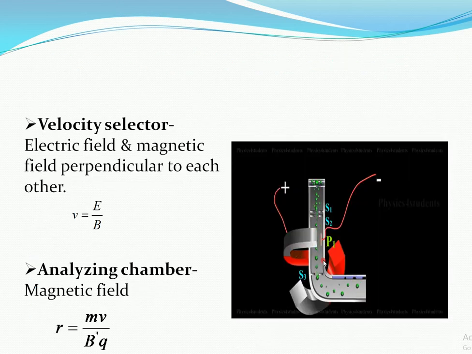In the velocity selector, electric and magnetic fields are simultaneously applied and both are perpendicular to each other, and the velocity of the positive particle is E by B. In the analyzing chamber, again a magnetic field is applied, and because of the magnetic field, the positive particles travel in a circular path and focus on the photographic plate. This circular path has the radius r is equal to mv by B dash q.